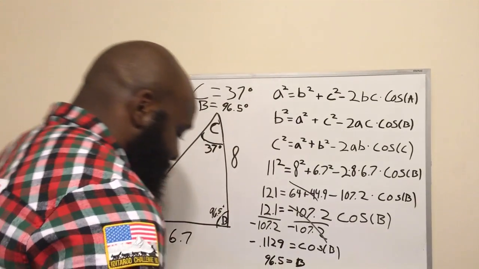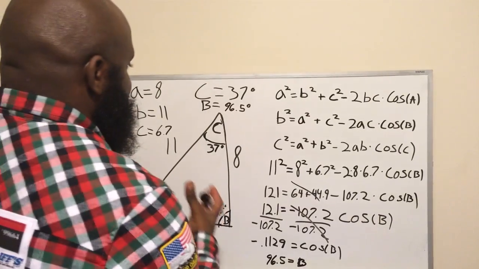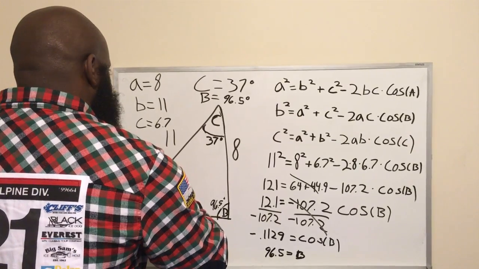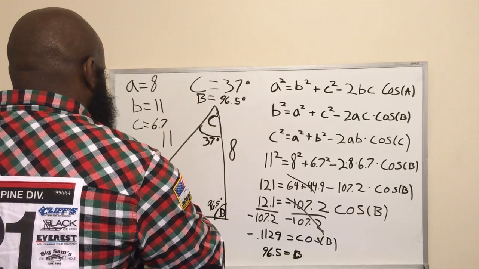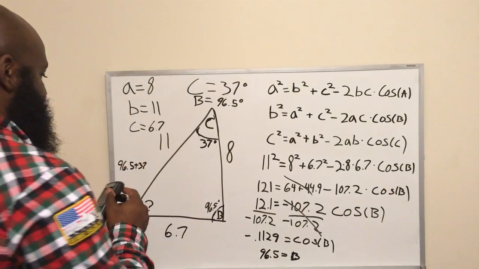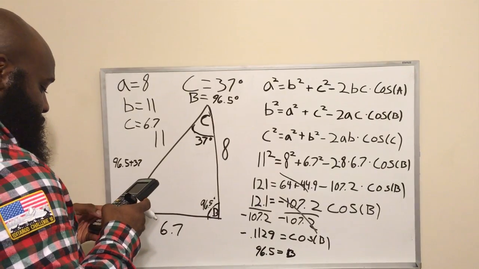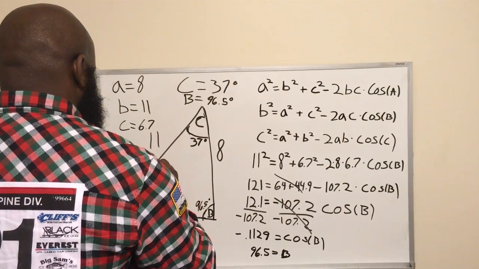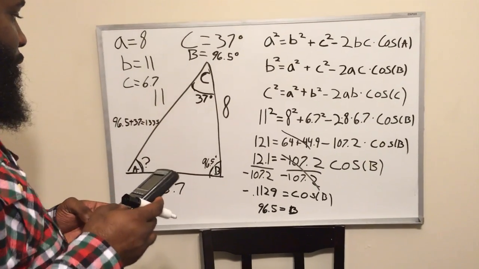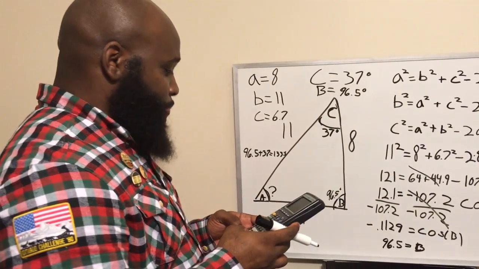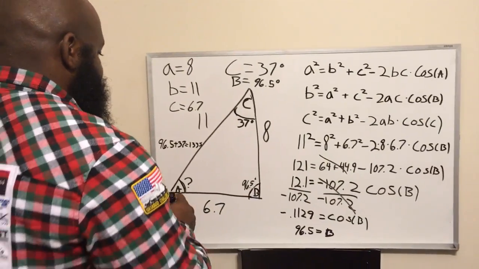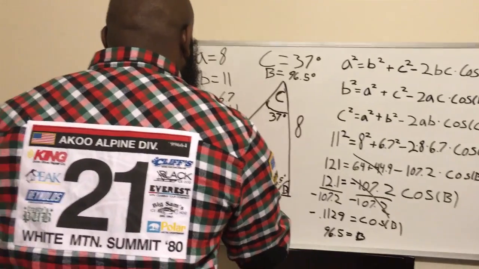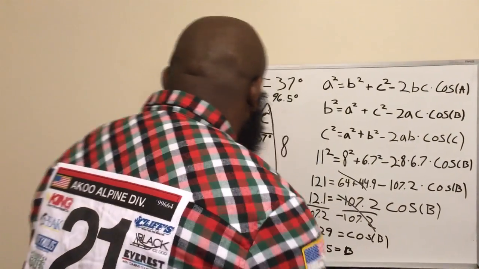If you remember, all angles must equal 180. So 96.5 plus 37 is equal to 133.5. We take 133.5 and subtract that from 180, and that gives us 46.5, which is the final angle.